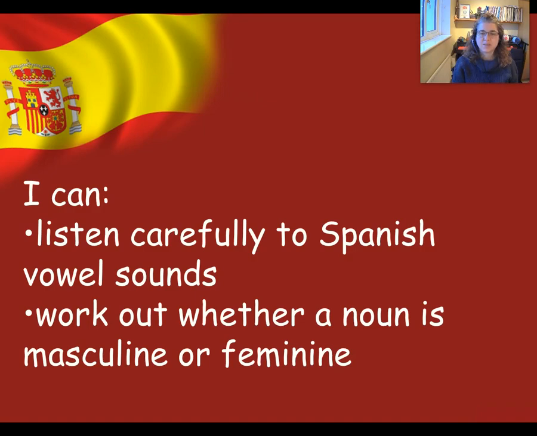Now we're coming on to something different. What we're going to do is we're going to be listening carefully, first of all, to some Spanish vowel sounds. And we're then going to be working out whether some new nouns are masculine or feminine. This is something completely new. More about it in just a little while.